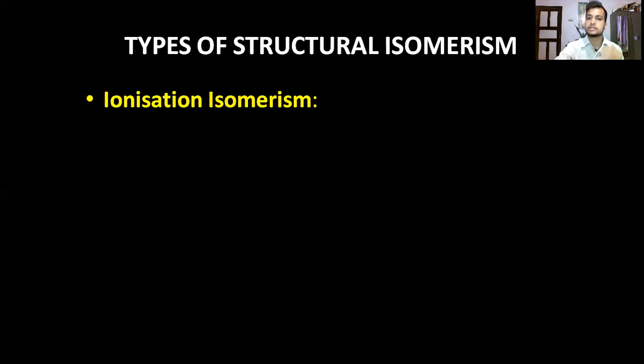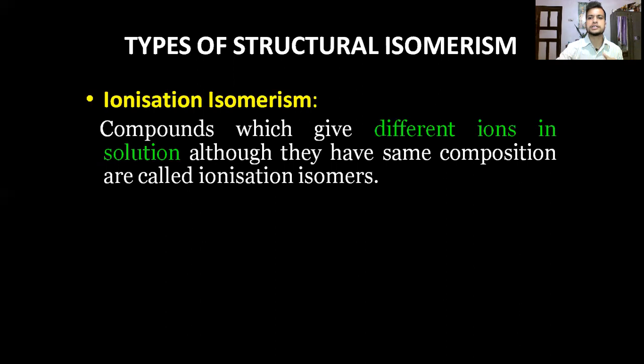So it is one of the structural isomerisms. The definition says that compounds which give different ions in solution, although they have the same composition, are called ionization isomers. So what are ionization isomers? They have the same composition, no doubt, same molecular formula. But when they ionize in solution, when they break into cation and anion, then the cation and anion are different. Now, to make it understandable for you, let me give you one example.